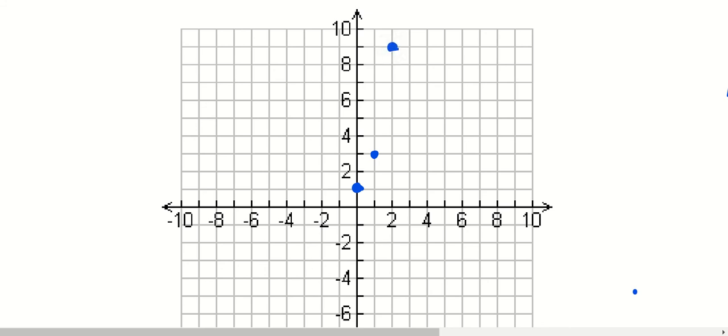Over here, 3 to the negative 1 would be like a third. 3 to the negative second would be like 1 over 9. So it does fall really rapidly. And so the graph would look like this. This is the graph of 3 to the x.